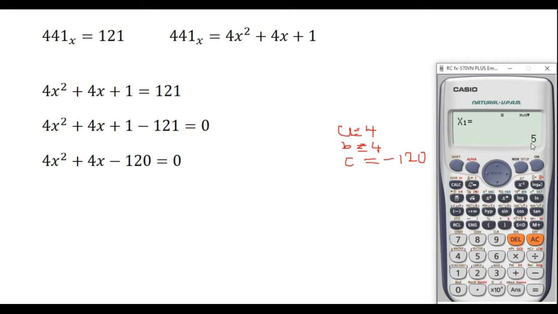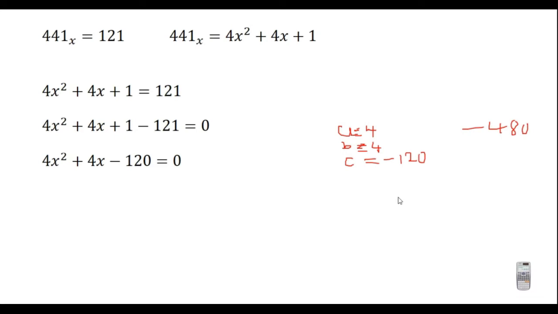Now the first answer is 5. We said that whenever your first answer is positive, you pick it as negative. So you are going to pick it as negative 5. You multiply that with a. So if you multiply negative 5 with a, which is 4, you are going to get negative 20. It means that one of the numbers is negative 20. If you want the other number, divide negative 20 into your a times c. Our a times c is negative 480.